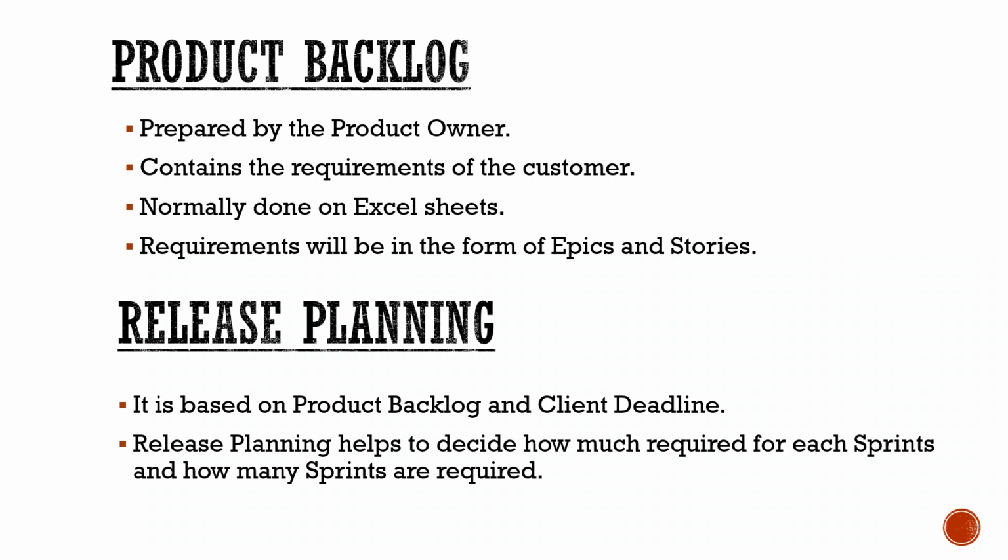So in order to plan for the release, how many sprints it should take, whether 2 sprints, 3 sprints or 4 sprints, that should be planned initially. That is called release planning, based on the product backlog, the client deadline, and the number of sprints we need for the release. All these things are considered in release planning. It helps to decide how many sprints are needed for releasing the software as per the client deadline.